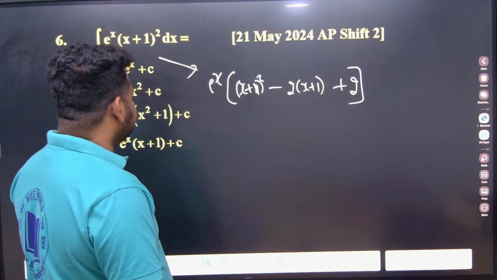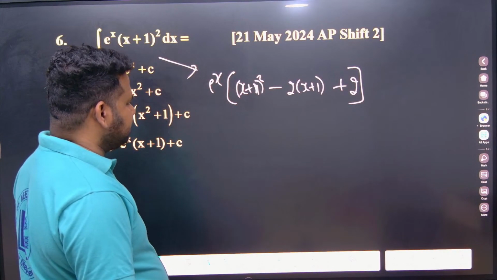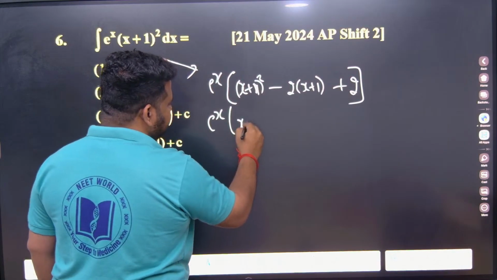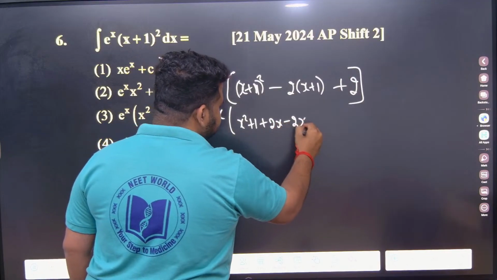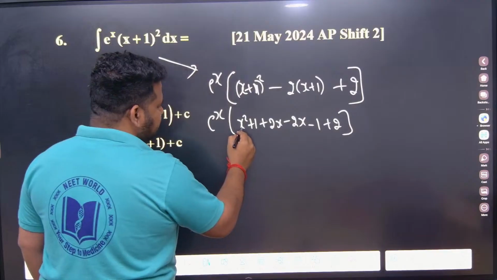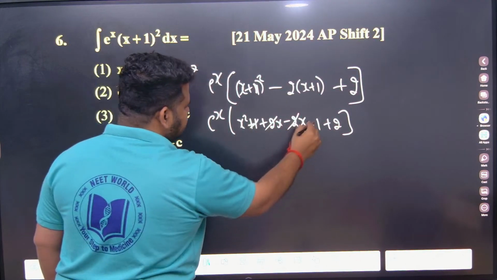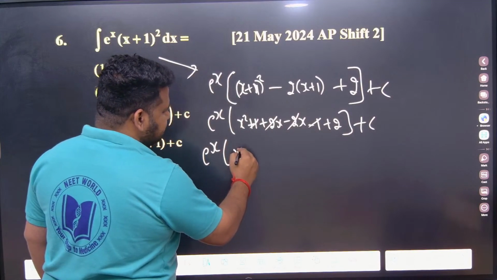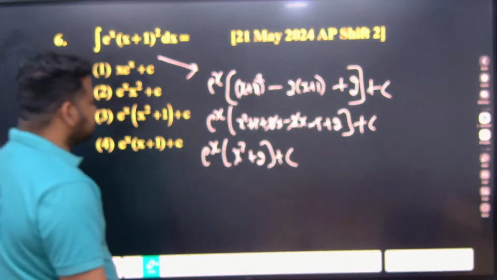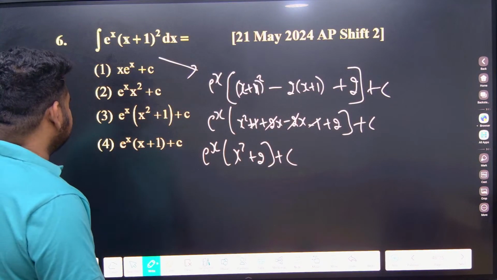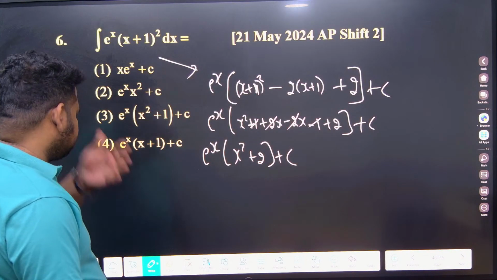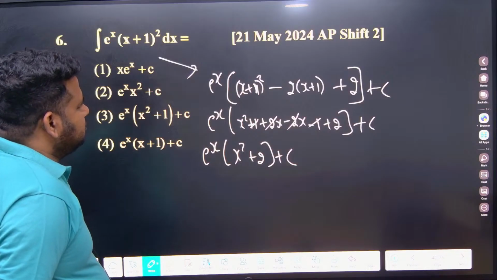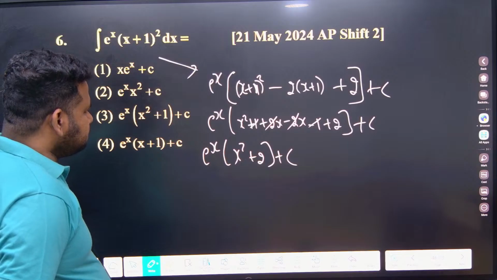So we have e power x into x plus 1 whole square minus 2 times x plus 1 plus 2. Let us expand this using the a plus b whole square formula: x square plus 1 plus 2x minus 2x minus 1 plus 2. The 2x and minus 2x cancel, and plus 1 and minus 1 cancel. So I will have e power x into x square plus 2, plus c, since once you integrate you should write the constant of integration. So the answer is e power x into x square plus 2 plus c. Yes or no? The plus 2 should come, because the derivative of 2x is 2.